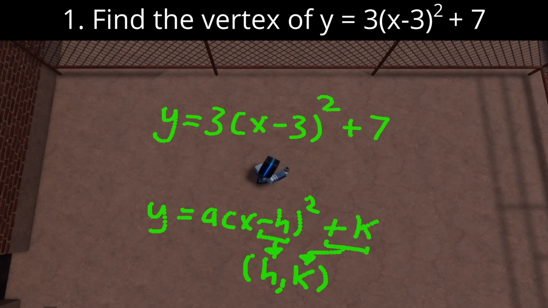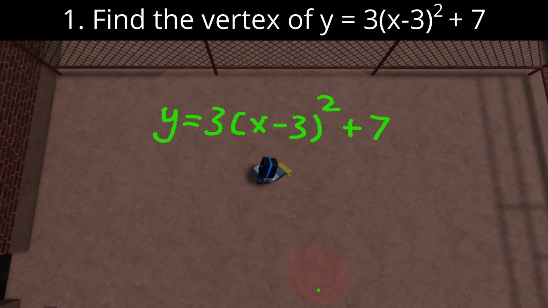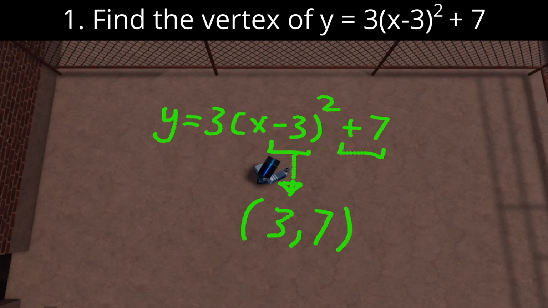So let's think about how we can apply that to this problem to find the vertex. First, you take the number inside the parentheses, that's minus 3, and you flip its sign to make it plus 3. And then for the number on the outside, k, you just keep it as it is. So plus 7 stays as 7. In other words, our vertex for this equation is just (3, 7).